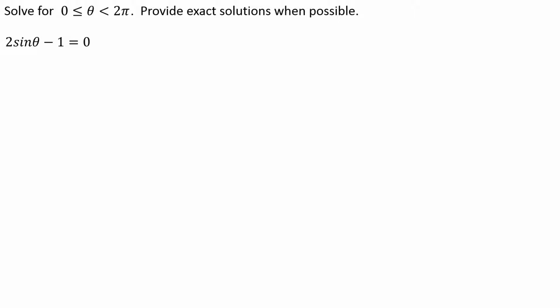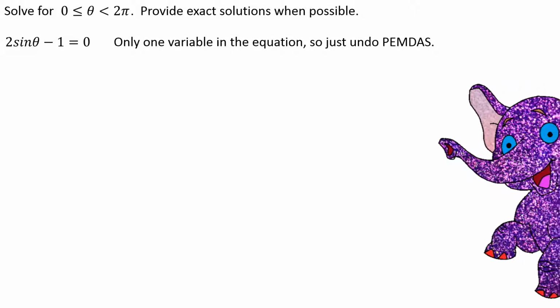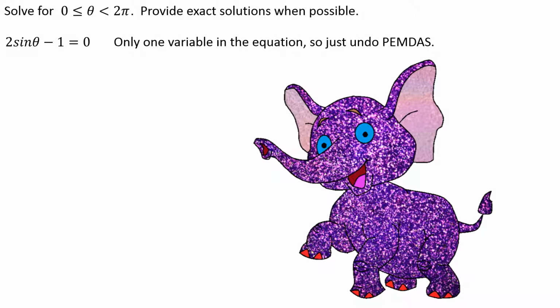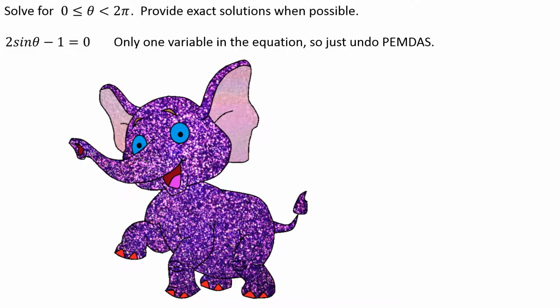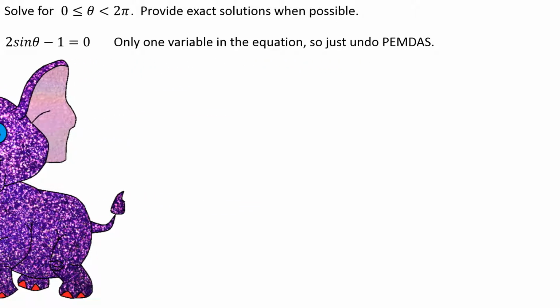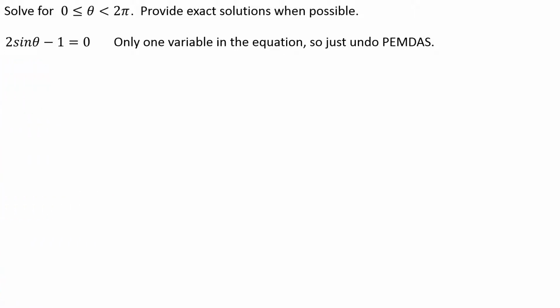So, I only see the variable in one location. I can just go through my order of operations. I can undo PEMDAS: purple elephants merrily dance after sunset. I can undo any adding or subtracting, so I can add 1 to each side of the equation. Now I can undo any multiplying or dividing. Opposite of multiplying sine of theta by 2 would be dividing by 2. So I divide each side by 2. I now know sine of theta has to equal 1/2.